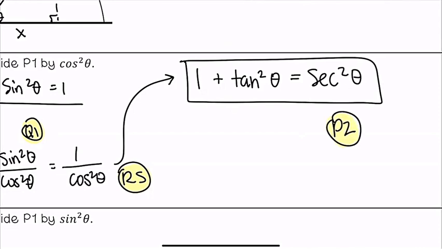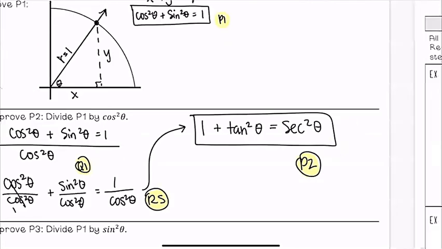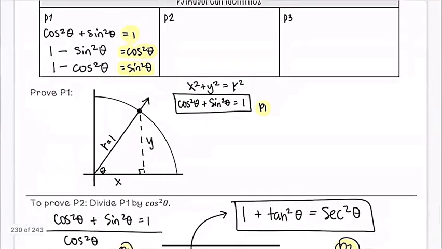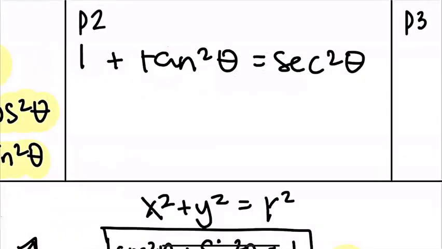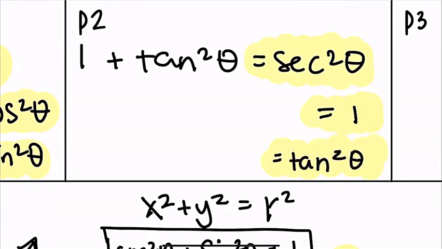So this is the one we'll use if our question has tangent or secant and a plus or a minus, because the minus we can just rearrange. Let's write that up at the top here. And P2, 1 plus tan squared equals secant squared. There we go. Now I have solved for secant here. I would also like to solve for 1 and for tan squared.